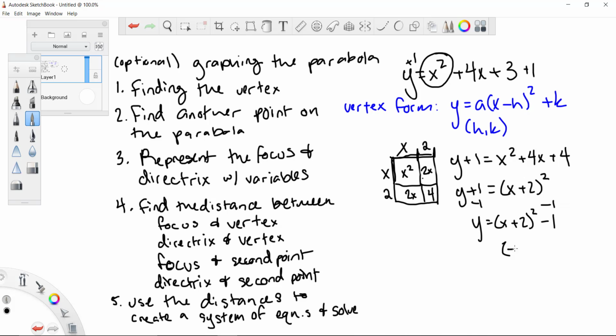So our vertex is -2, -1, because we have this negative sign out here. So our x-coordinate is the opposite of the sign in here. So if it's +2, then the x-coordinate of our vertex is -2. If it was -2, then the x-coordinate of our vertex would be +2. So we have our vertex.